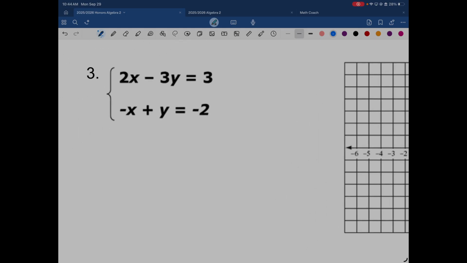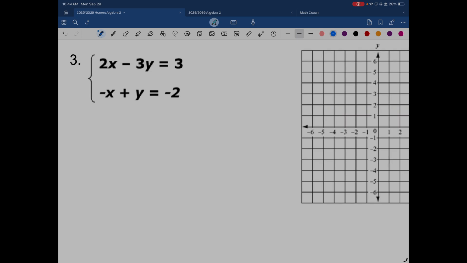Well, what happens if we have something like this? How do we go about solving a system that looks like this? We've got 2x minus 3y equals 3, and negative x plus y equals negative 2.